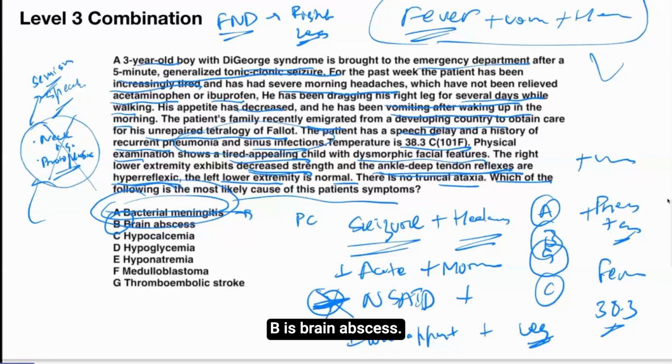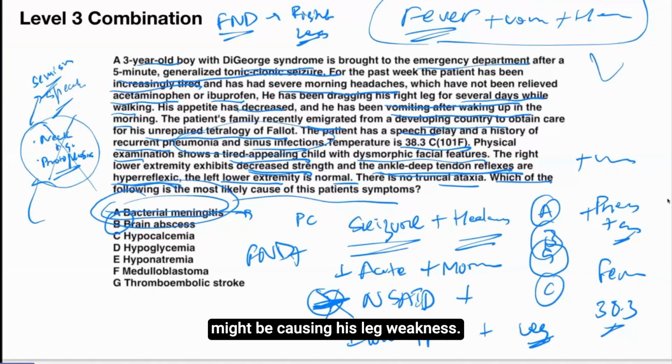B is brain abscess. So brain abscess is bacterial meningitis plus focal neurological deficit. You've gotten the meningitis, you're getting all the meningitis symptoms, plus you have focal neurological deficit with the abscess pressing on some brain structure, and that might be causing his leg weakness.